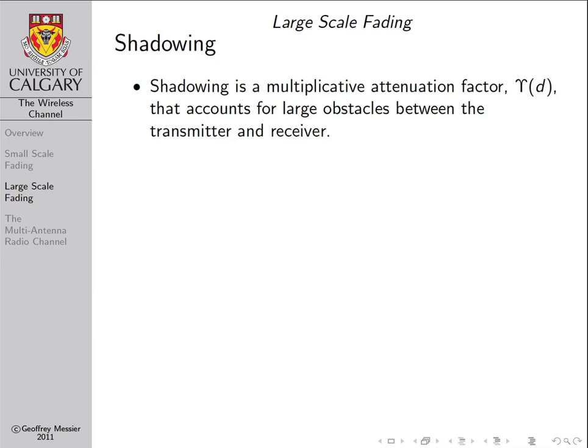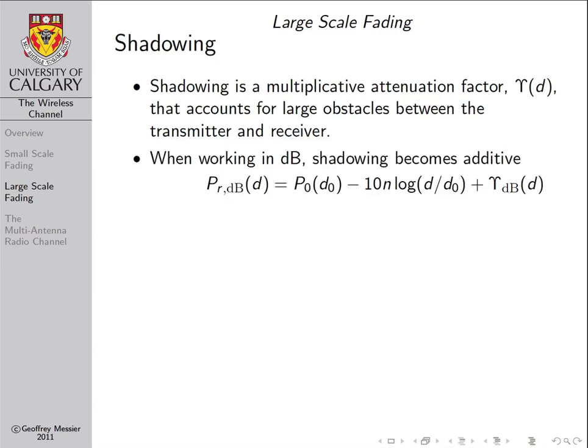Shadowing is a multiplicative factor that accounts for large obstacles between the transmitter and the receiver. So things like big houses coming in to obscure the line of sight path between the transmitter and the receiver, large vehicles, stuff like that. And when working in decibels, shadowing, because it's a multiplicative factor in the linear domain, becomes additive. And we basically just tack the shadowing factor on the end of the path loss equation right here.